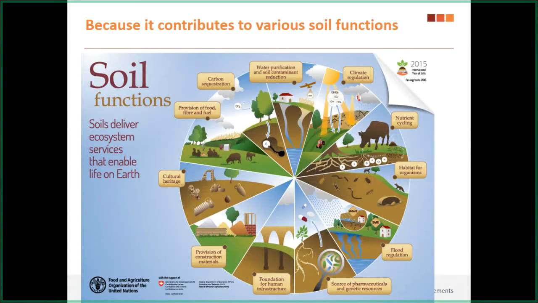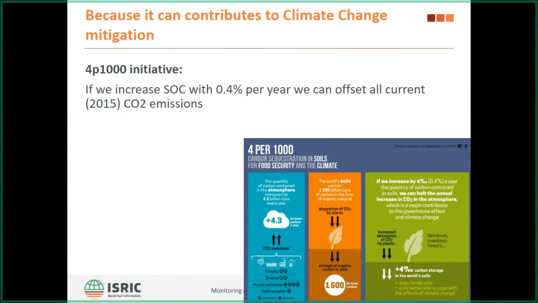So it's important for climate change adaptation. On the other hand, it's also important for climate change mitigation. Most of you shall have heard about the 4 per mil initiative by the French government, claiming that if we increase soil organic carbon by 0.4% on a yearly basis, we can offset all current CO2 emissions, and current is then 2015. So there's a huge potential, if we manage that soil properly, to do something about climate change.